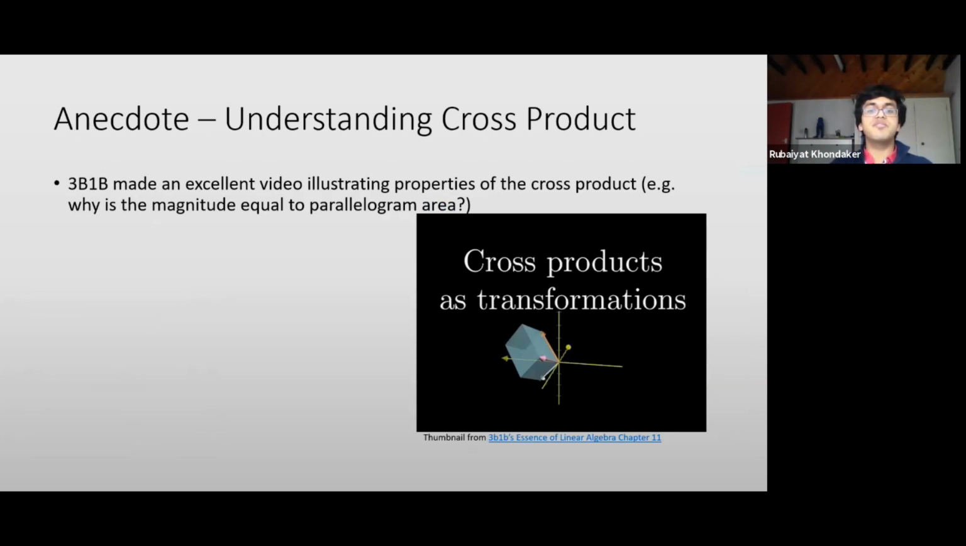And just one example of where this is useful to me. 3Blue1Brown made a really good video which illustrates the properties of the cross product. Like, okay, why is it the case that if you take the cross product, take the magnitude, and that's equal to the area of the parallelogram? And why is it also perpendicular and obey the right-hand rule? It's a very good video.